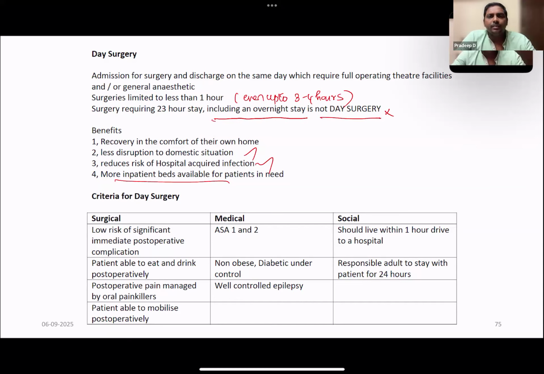With regard to medical factors, the patient should be ASA grade 1 and 2, fit, non-obese, diabetic if it is well controlled, well-controlled epileptic patient. Social factors, patient should live within 1 hour drive to a hospital, with an accompanying responsible adult, and you have a proper phone service.